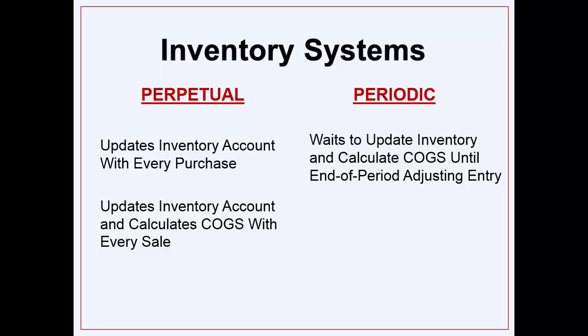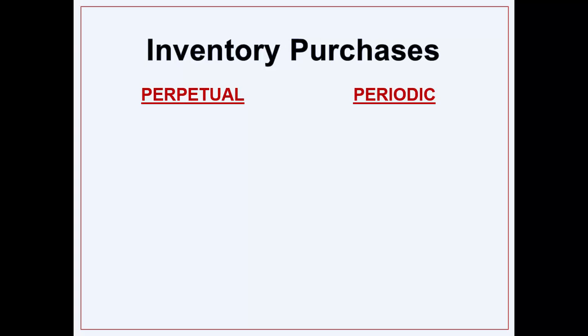Periodic system is different. You wait to update your inventory and calculate your cost of goods sold until the end of the period, and that's thought of as your end of year or end of month adjusting journal entry. Usually companies that are using a periodic system do wait until the end of the year. Inventory purchases are also recorded a little differently under a periodic system. So we'll look at the purchases first.